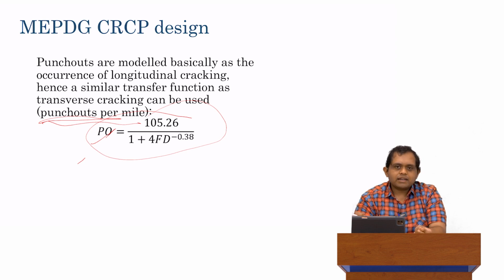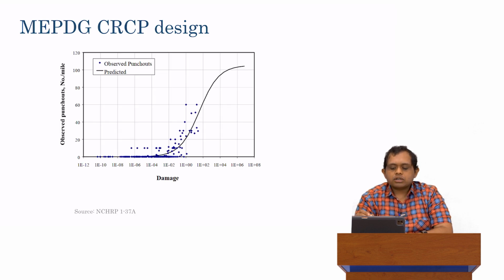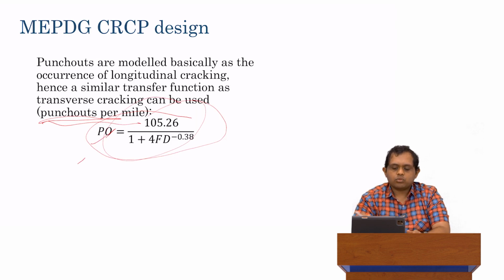Again, these are some calibrated values. These values can change. These are empirical functions. We might have different values for these. Here is what this particular one looks like. So we have damage over here and we have number of punch outs per mile. This is actually the original data based on which this equation was fitted.